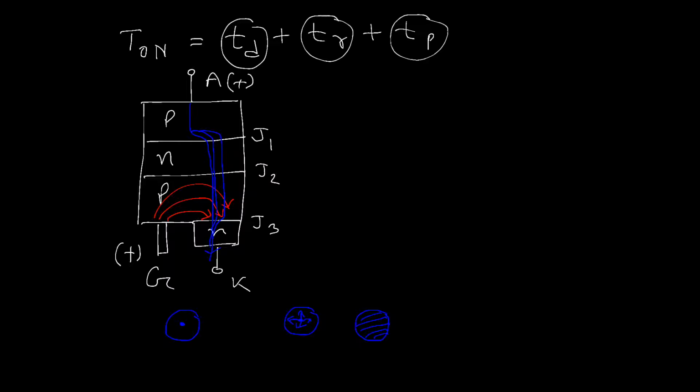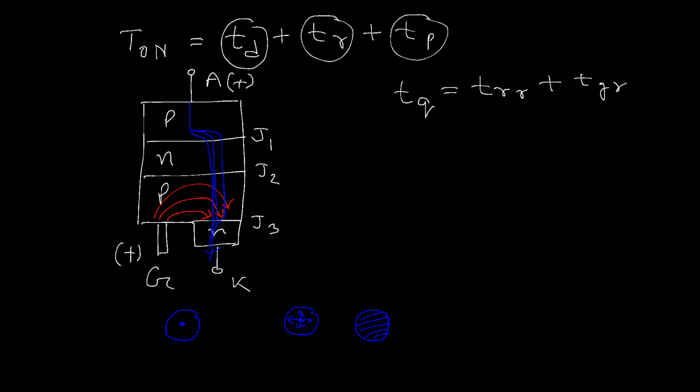Just like the turn-on process, the turn-off process requires a certain amount of time, which is defined by TQ, the total turn-off time. It should be equal to TRR, called the reverse recovery time, plus TGR, called the gate recovery time or recombination time. But the question is, in which way can we reduce the anode current below the holding current?